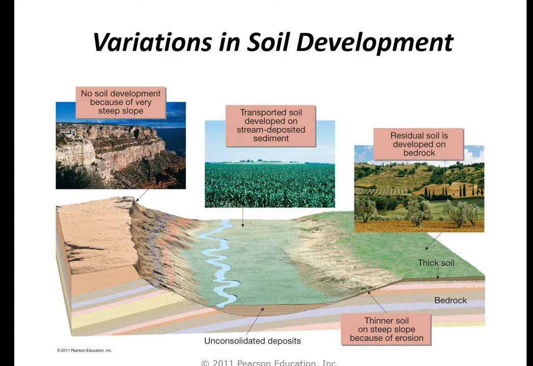So here are variations in soil development. We can see the steep slopes have no soil development because of the very steep slope. Down below in the valley, there is transported soil development on stream-deposited sediment. We see this along river banks in Missouri. And then higher up on the bedrock on a slope is residual soil deposited onto the bedrock.